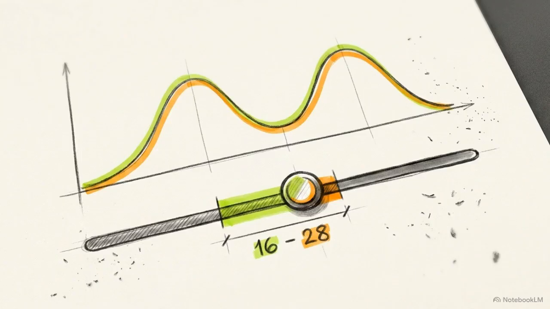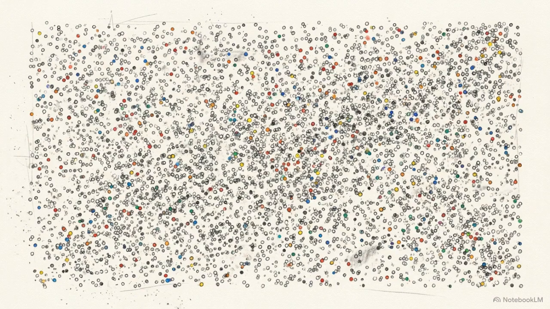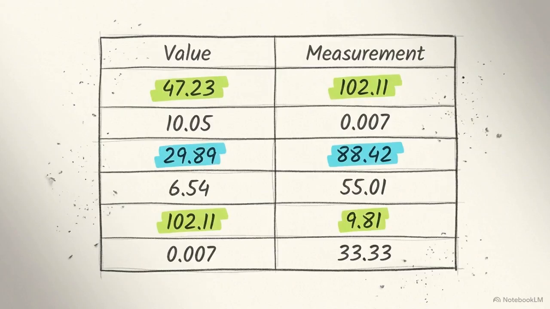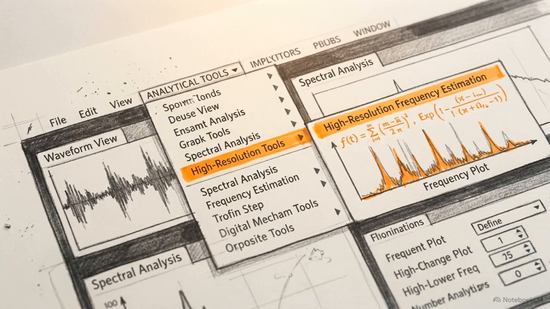For most biological signals, a model order between 16 and 28 provides the necessary resolution without compromising the stability of the output. By modeling the memory of the system, we compress thousands of noisy samples into a small set of coefficients that isolate the signal's underlying frequency profile. To find those coefficients, we use the Burg method, an algorithm designed specifically for high-resolution frequency estimation.